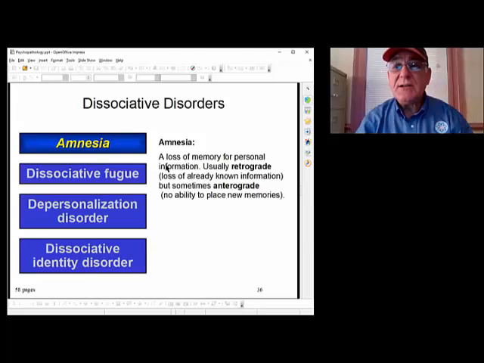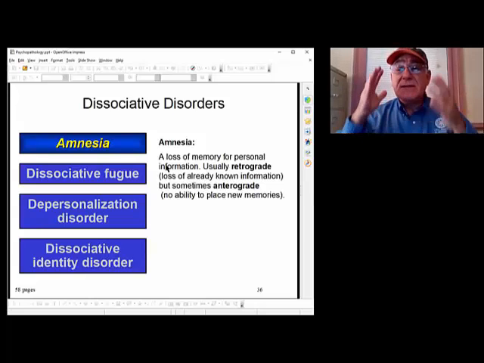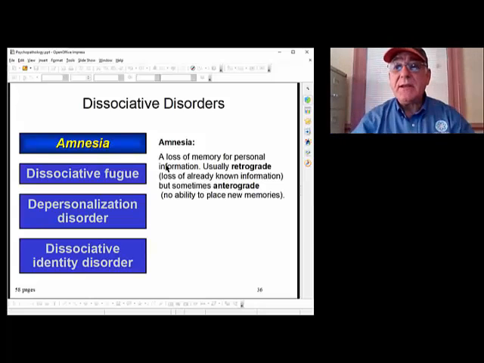The amnesia is not the anterograde amnesia, not the kind that Clive Wearing has, who lost all of his ability to put down new memories. It's not that kind of amnesia. This is amnesia of information you should know. What's your name? Where do you live? What's your phone number? Where do you work?